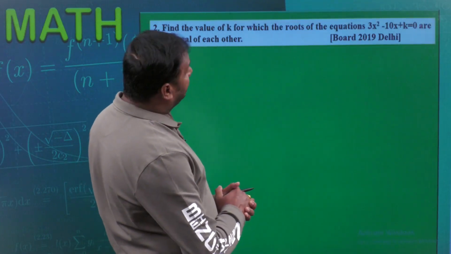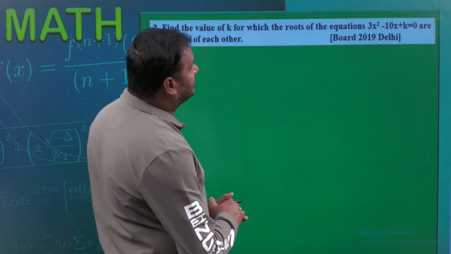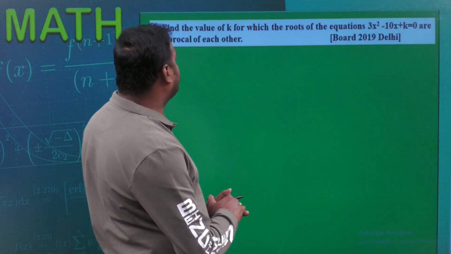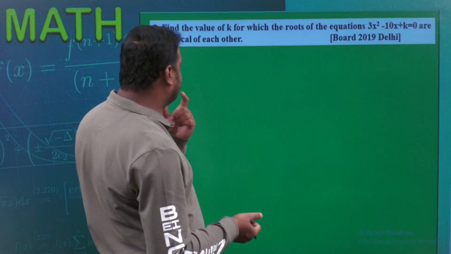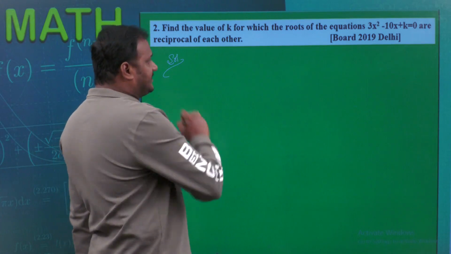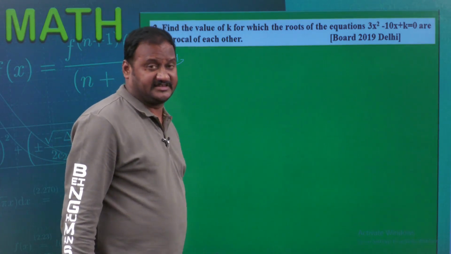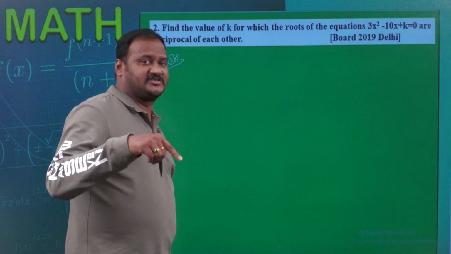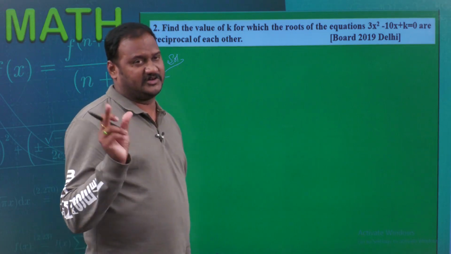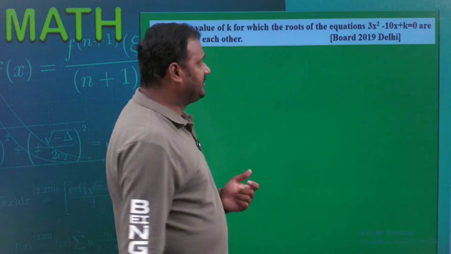Find the value of k for which the roots of the quadratic equation 3x square minus 10x plus k equal to 0 are reciprocals of each other. The roots are reciprocals of each other. So what is the condition for the roots of a quadratic equation ax square plus bx plus c equal to 0 to be reciprocals of each other? a must be equal to c. That is the only condition for the roots to be reciprocals of each other.